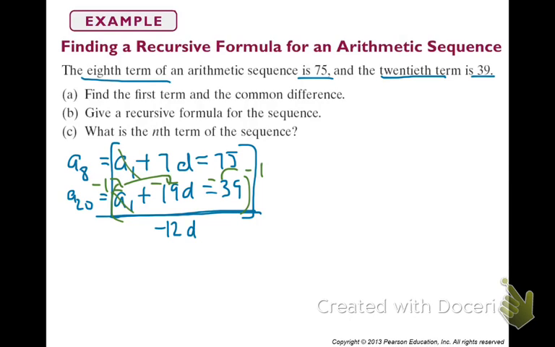Okay, now the 7D plus the negative 19D is negative 12D. And then the 75 plus the negative 39, I think it's 36. So we now have a difference. What's our difference? Negative 3.